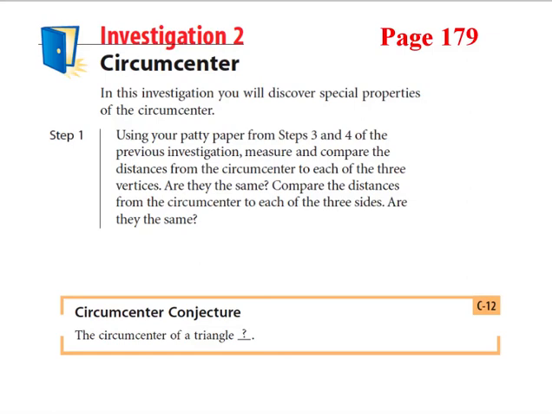All right, so I want you to go and do that with the circumcenter. So measure that. Find out what you get from the circumcenter. Like to the side or to the vertex? To each of the vertices.